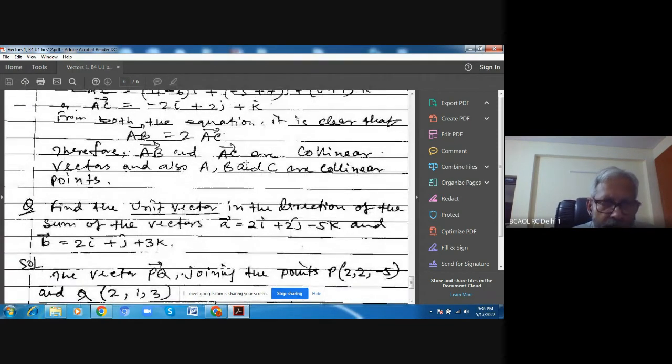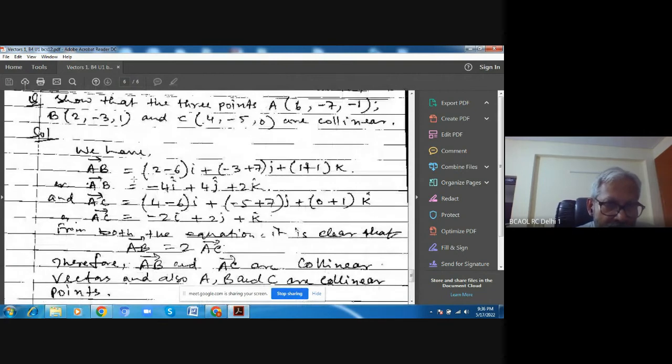We do not need to identify CA, because once you have the equality between AB and AC, then C and A also have to be there. So there is no need to find CA.